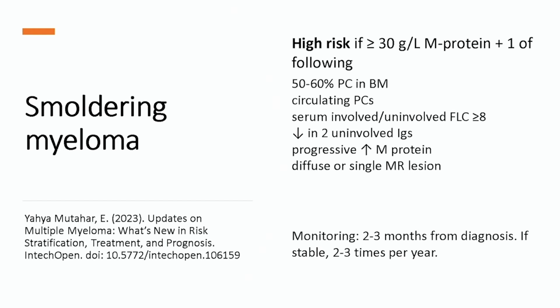So they are also classified into high risk if they have high protein, more than 30 grams, and then they have higher percentage of plasma cells also, 50 to 60% plasma cells. They are approaching the multiple myeloma level. If they have any circulating plasma cells, if they have the serum free light chain more than 8, and if there is evidence of progressive M protein.